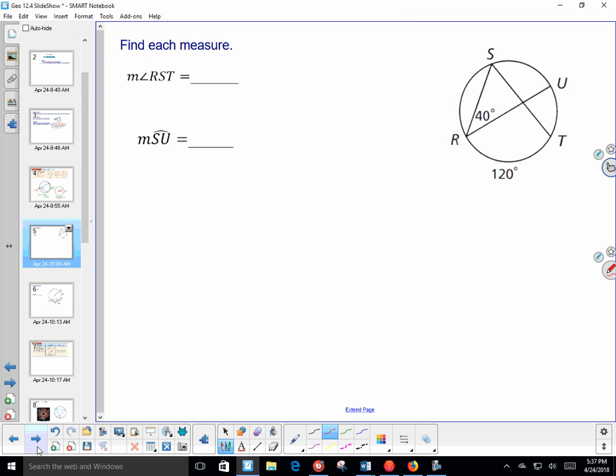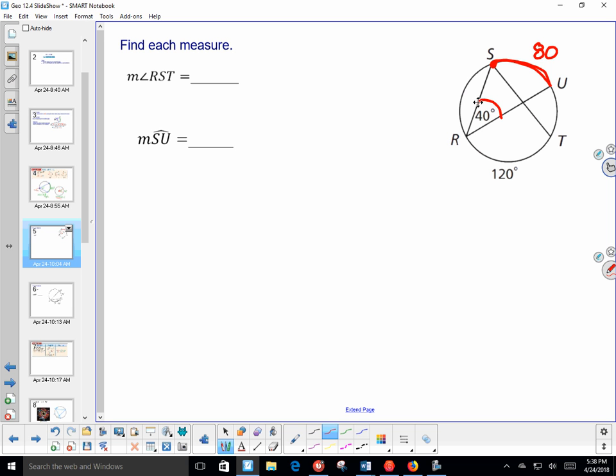All right, so let's move on. Let's take a look at this example. Find each measure. We're trying to find the measure of angle RST. Let's fill in what we know here. In this picture, we see that angle SRU is 40 degrees. And so that means that the arc that subtends it, arc SU, is going to be double that. So that's going to be 80.